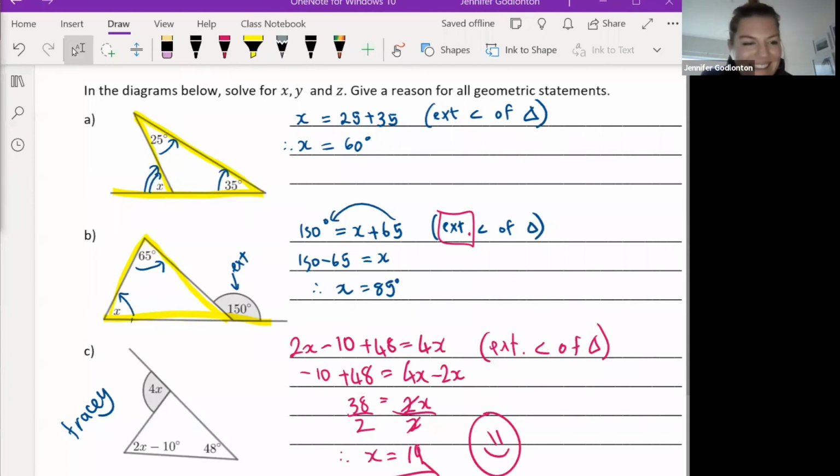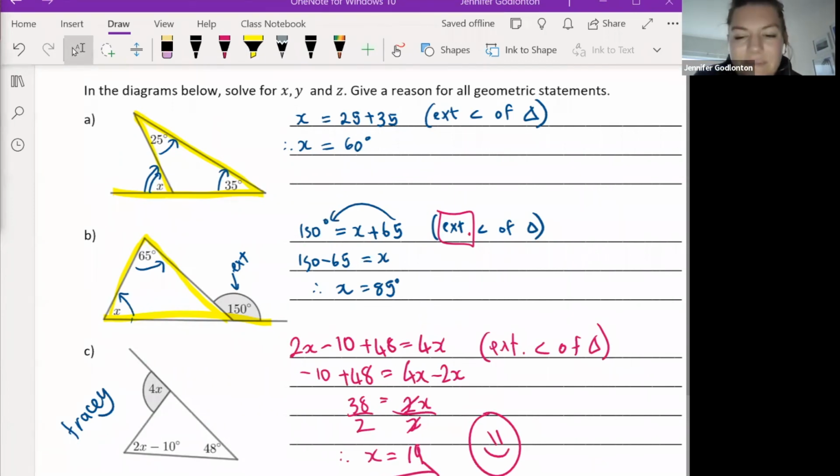Awesome work, guys. You did super well. I hope you're finding these nice and getting some confidence in geometry. You're doing really, really well. I'm very proud of you. Okay, Princess, this is the last question, and then I'm going to send you guys on your way to do your quiz. Princess, how can I help?